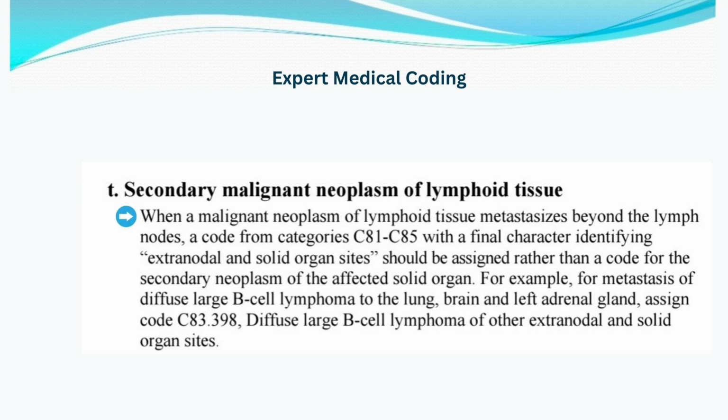When a malignant neoplasm of lymphoid tissue metastasizes beyond the lymph nodes, a code from categories C81 to C85 with a final character identifying extranodal and solid organ sites should be assigned rather than a code for the secondary malignant neoplasm of the affected solid organ. For example, for metastasis of diffuse large B-cell lymphoma to the lung, brain, and left adrenal gland, assign code C83.398, diffuse large B-cell lymphoma of other extranodal and solid organ sites.